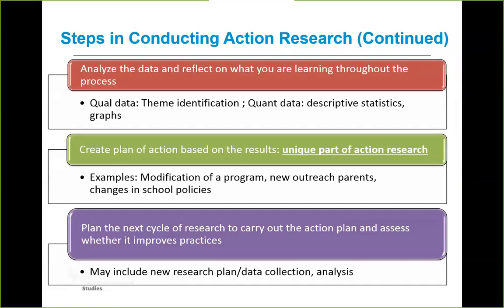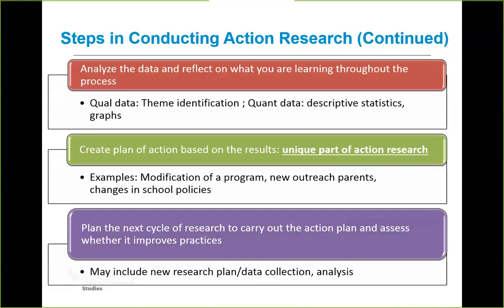And then after collecting all of this, we need to analyze the data and learn what you have learned so far from your collected data. The data can be qualitative, can be quantitative. Often in action research, we have different types of data that we collect and compare with each other. It's like a triangulation. And then this is the step that is different and unique in action research: we create a plan of action based on what we collected and analyzed. That's a unique part of action research.